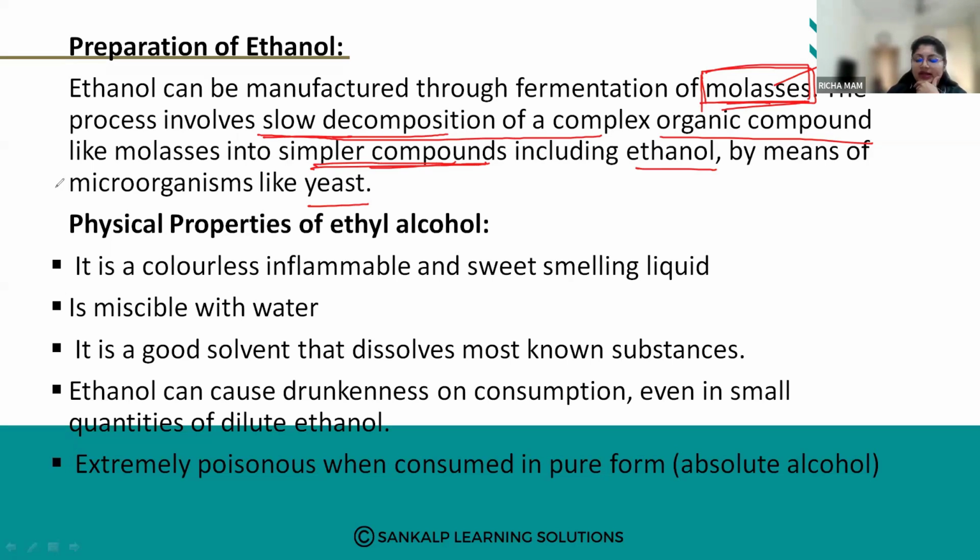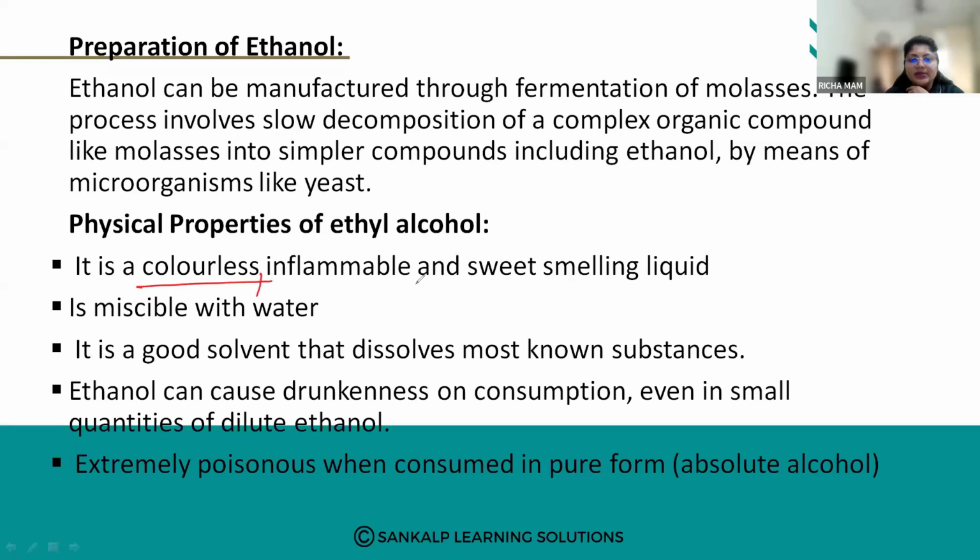Okay, microorganisms. What are used here? Microorganisms are used to degrade the complex organic compound, and it is converted into a simpler compound, and we are going to get the ethanol. So what are the different physical properties of ethyl alcohol? It is colorless, it is inflammable, and it is a sweet smelling liquid. You are going to get a very sweet smell. It is miscible with water.